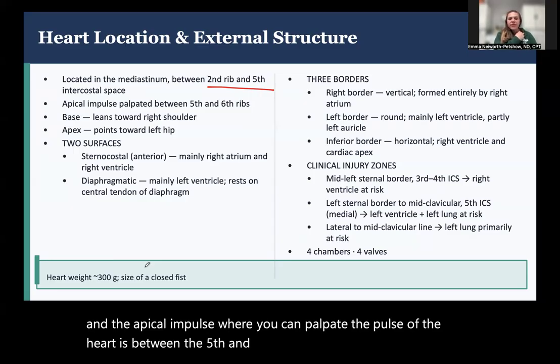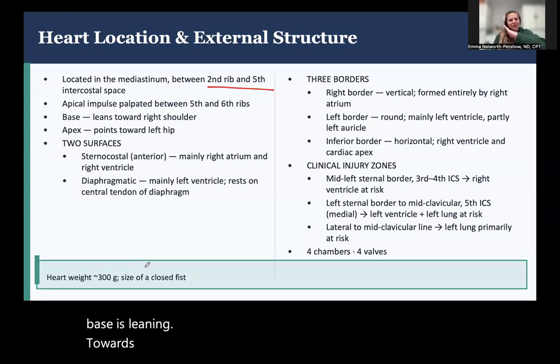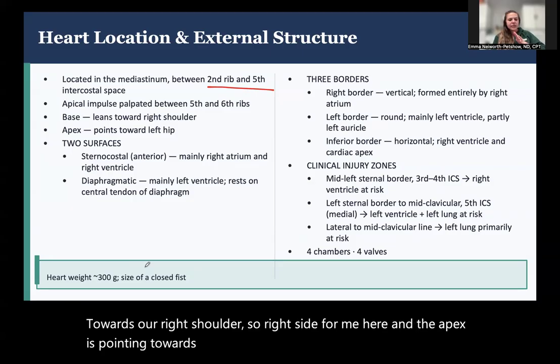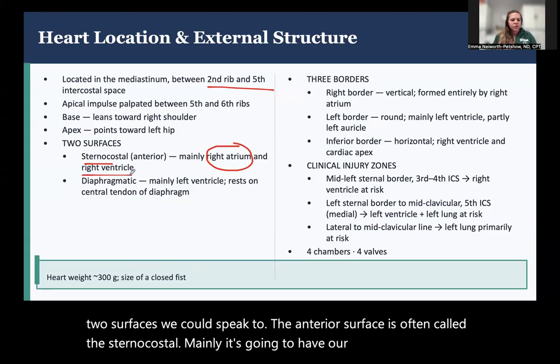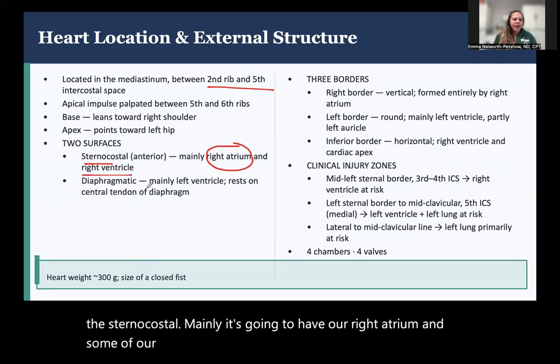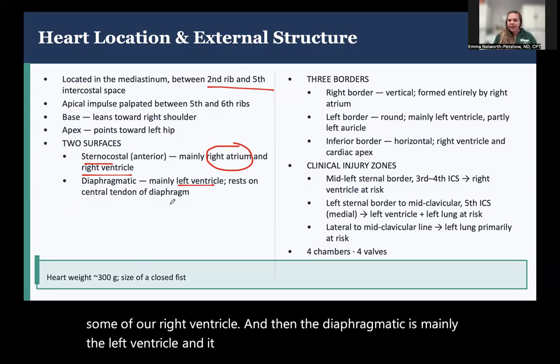The apical impulse, where you can palpate the pulse of the heart, is between the fifth and sixth rib, typically about mid-clavicular line. The base is leaning towards our right shoulder, and the apex is pointing towards the left hip, so it's kind of at a tilt. There are two surfaces we could speak to. The anterior surface is often called the sternocostal, and mainly has our right atrium and some of our right ventricle. The diaphragmatic surface is mainly the left ventricle, and it rests on the central tendon of the diaphragm.